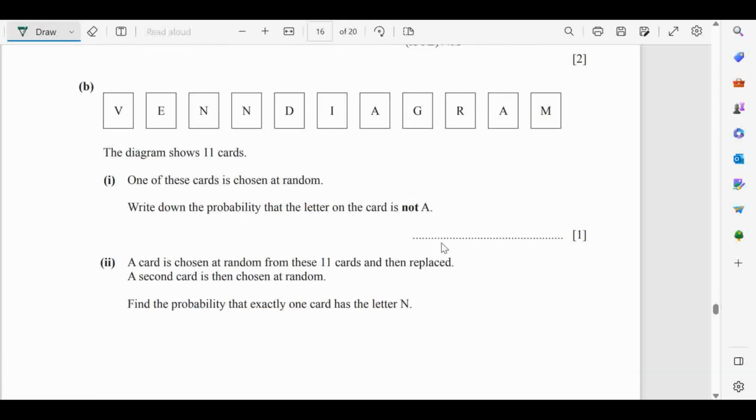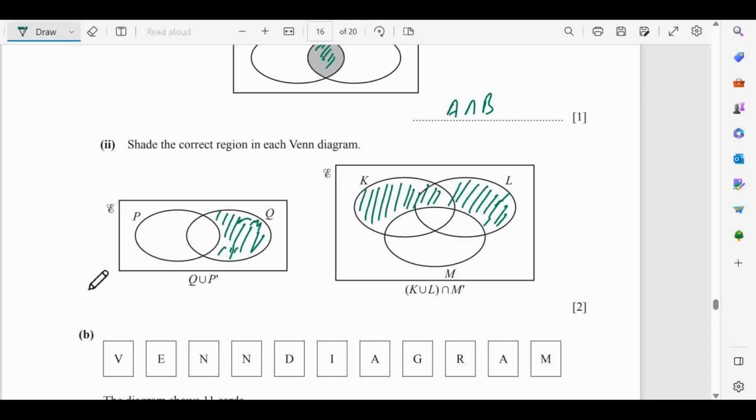Let's move to part B. This is related to the probability. But one thing more, that this is union, Q union P complement. So that is why we need to shade the whole portion other than P. So this will be the final answer for this one. Here we can see that this is the intersection portion. So that is why we don't need to shade this square other than K and L. So this will be the final answer for this one.